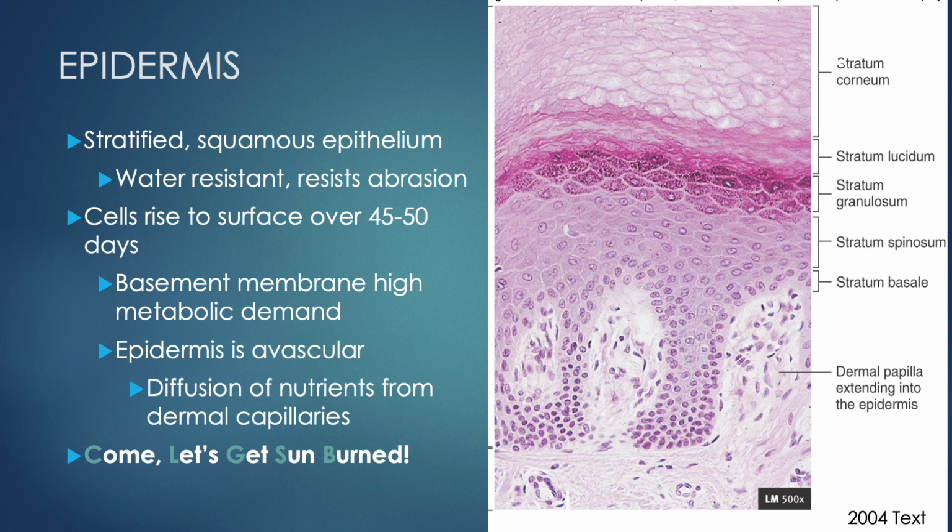When you're trying to learn the 5 different layers of the epidermis, which you'll see listed on the right, the stratum corneum, the stratum lucidum, the stratum granulosum, the stratum spinosum, and the stratum basale, which is also known as the stratum germinativum, you can look at the little mnemonic down at the bottom here. Come, let's get sunburned. And if you use the first letter of each of those words, it will give you the order from most superficial to most deep of each of these layers.